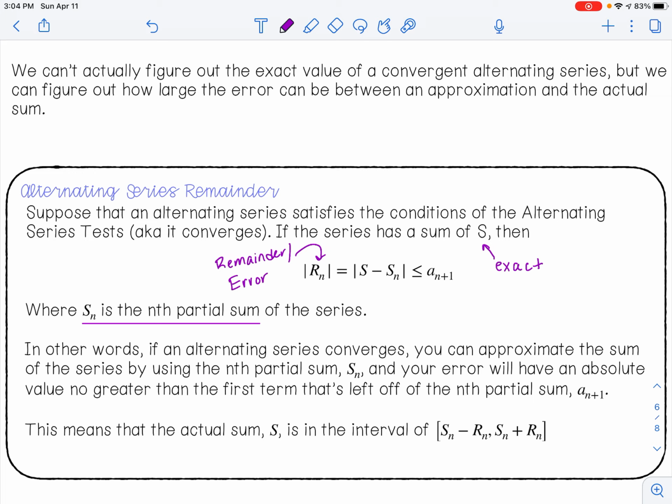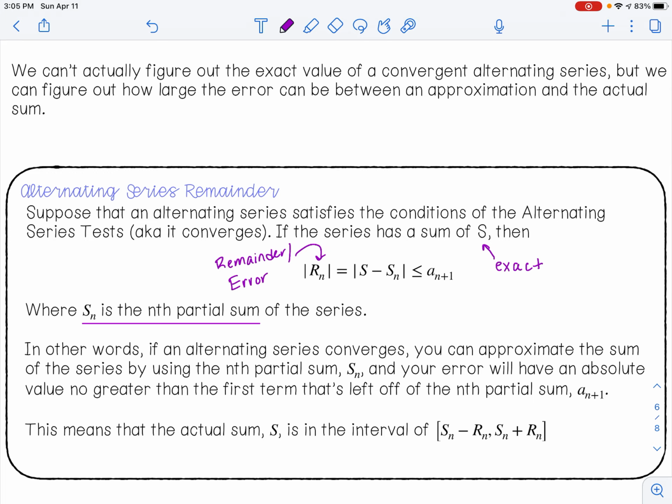So in other words, what this means is that if an alternating series converges, you can approximate the sum of the series using an nth partial sum. And you can find that using your calculator, going to math and whatever option to find an nth partial sum. And your error, in absolute value, has to be less than or equal to the first term that's left off of the nth partial sum. And what that means is that we can construct an interval where the actual sum of the series has to be. So the actual sum S is between the nth partial sum minus the error amount and the nth partial sum plus the error amount.